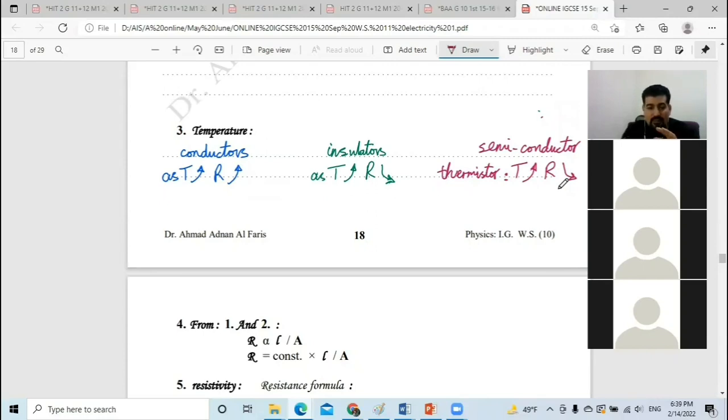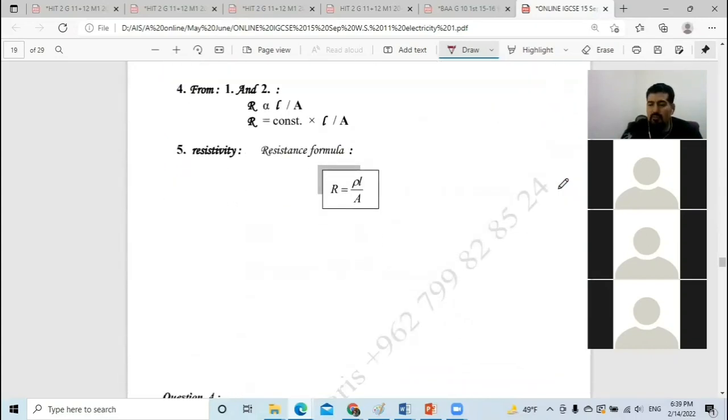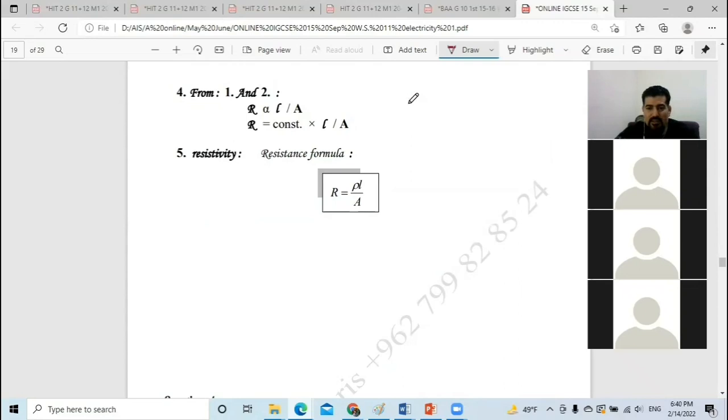Okay, good. Now, from number 1 and number 2, we said that resistance is directly proportional with the length, inversely proportional with the area. So to remove this sign and put an equal sign, okay.